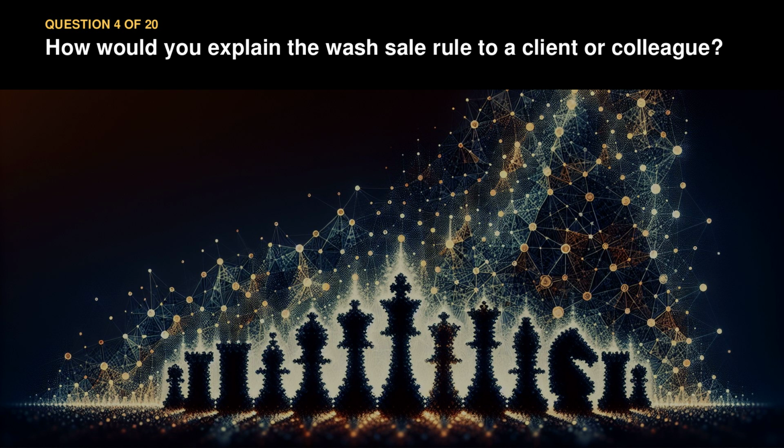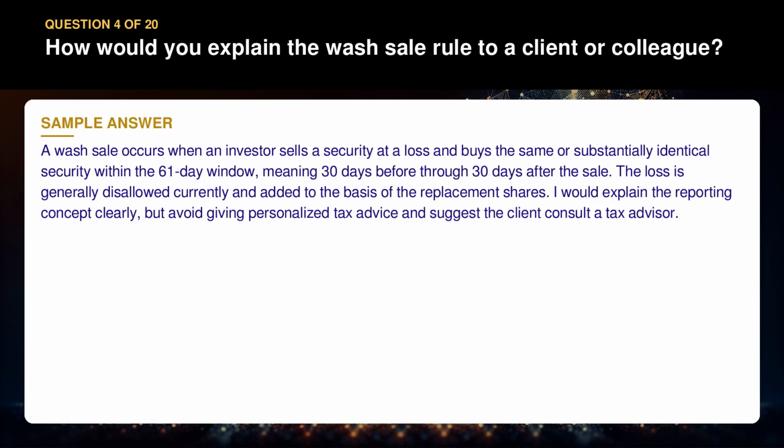Question 4. How would you explain the wash sale rule to a client or colleague? A wash sale occurs when an investor sells a security at a loss and buys the same or substantially identical security within the 61-day window, meaning 30 days before through 30 days after the sale. The loss is generally disallowed currently and added to the basis of the replacement shares.